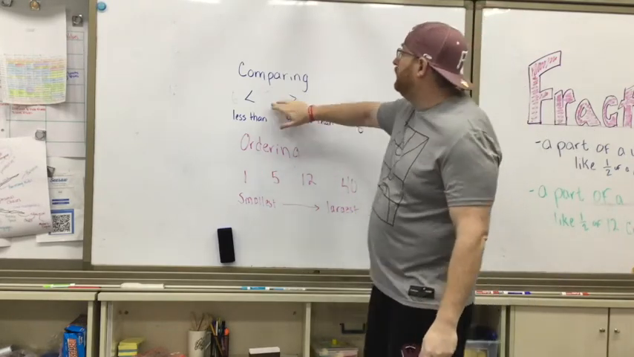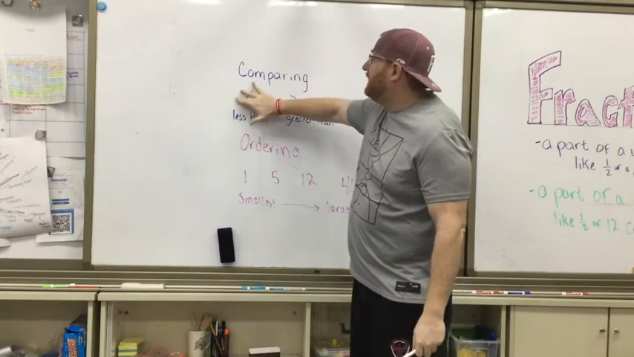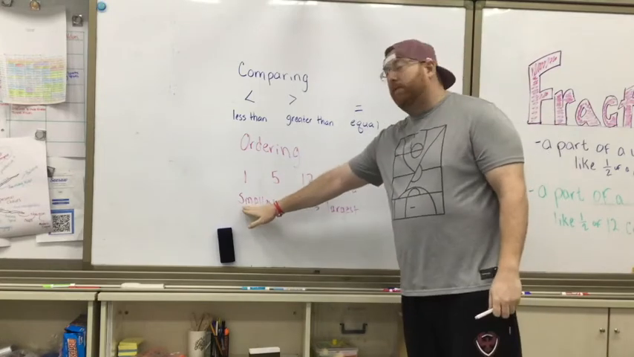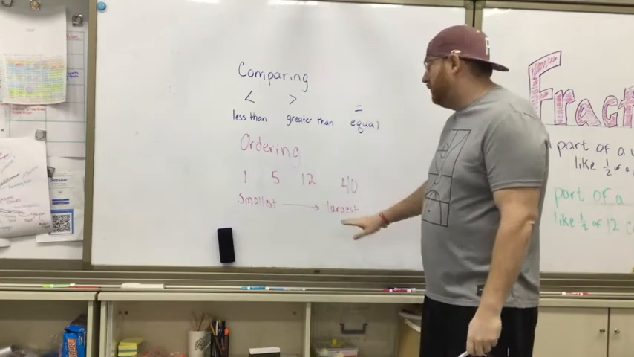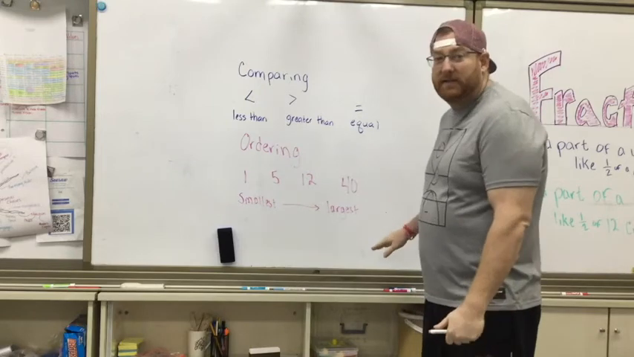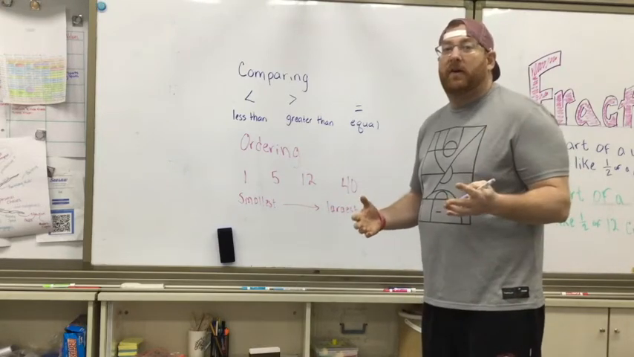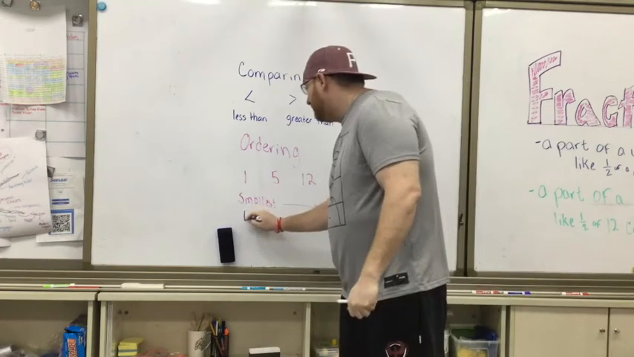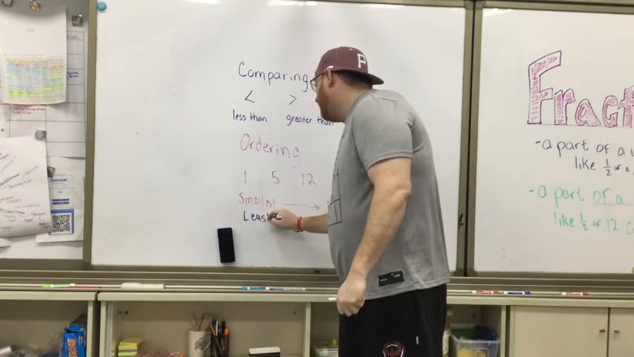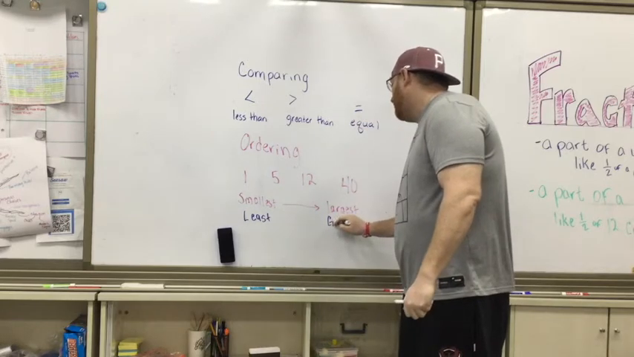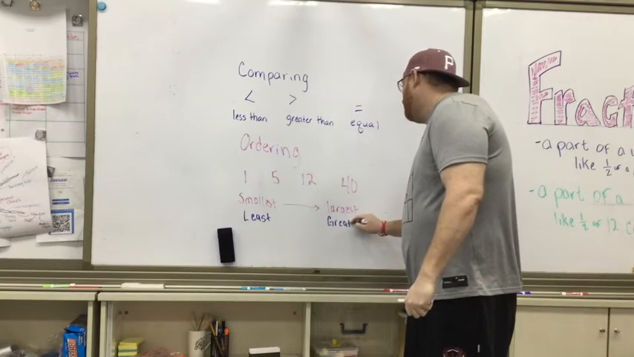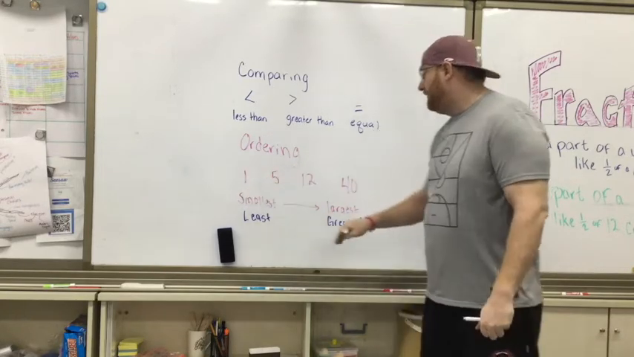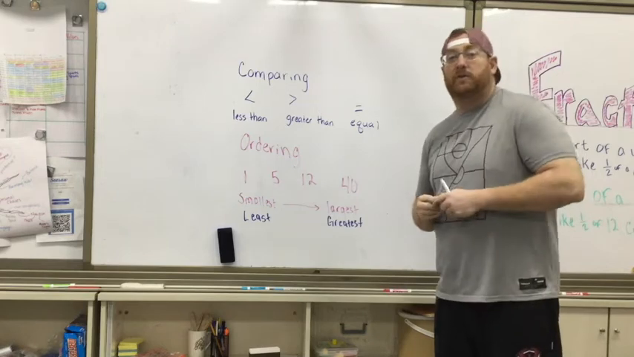Ordering, we need to compare many fractions and place them in order. Okay? So normally we order from smallest to largest or from least to greatest. Those are two different ways of saying it. In fact, let me write it down here. Least to greatest. And that's simply just putting the smallest number first and the largest number last, or the smallest fraction first and the largest fraction last.